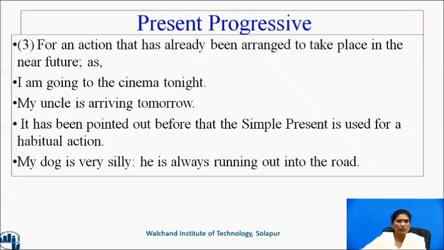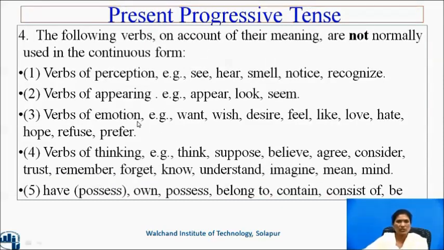It has been pointed out before that the simple present is used for a habitual action. My dog is very silly. He is always running out into the road. Some stative verbs, verbs of perception, verbs of appearing, verbs of emotion, verbs of thinking, and verbs of possession, we do not use in continuous form, because these are stative verbs.